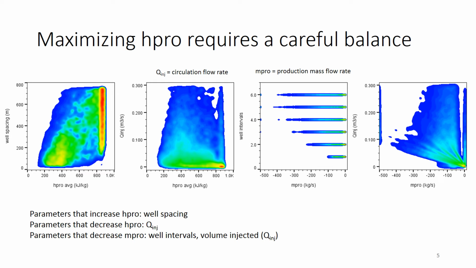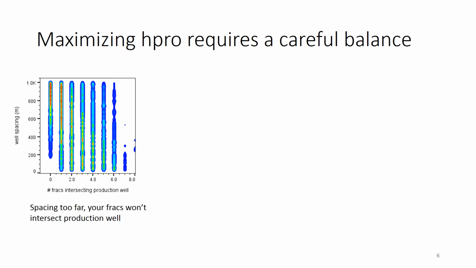So you can see this is going to be sort of at odds. We want to increase Q in order to improve MPro, but we want to decrease Q in order to improve HPro. One last thing we want to take into consideration is that we can't make the well spacing too far.